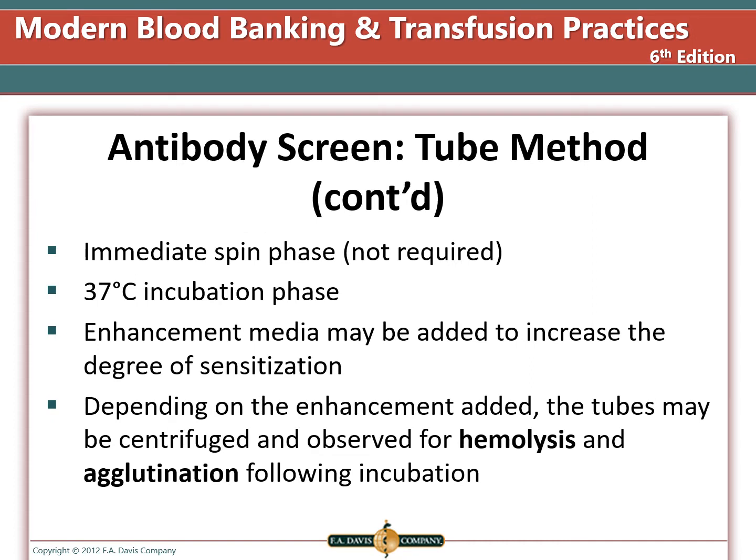The phases of testing may include the immediate spin, which is now not required, and the 37-degree Celsius incubation, where enhancement media is added to increase the sensitization. Depending on the enhancement added, the tubes may be centrifuged and observed for hemolysis and agglutination following incubation.